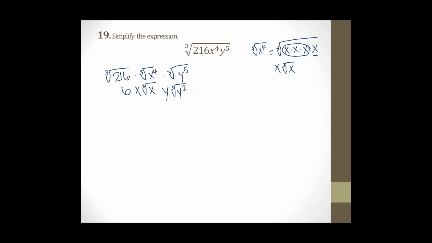So now I'm going to combine it together. Everything on the outside, I'm going to write together. So that's 6xy. And then everything under the radical, I'll write together, x, y squared. So that's my final answer. So make sure, pay attention, this is a little 3, it's called an index, and that is letter D, answer choice. Any questions?